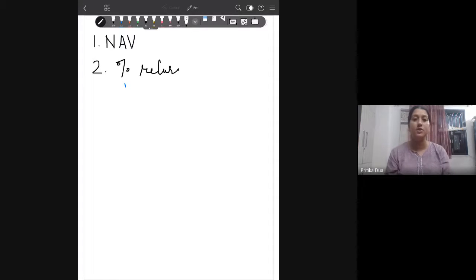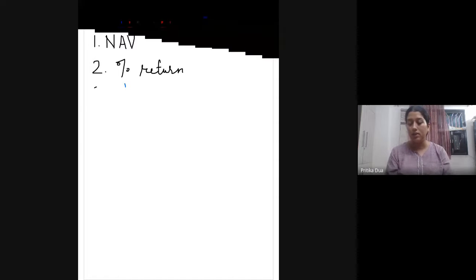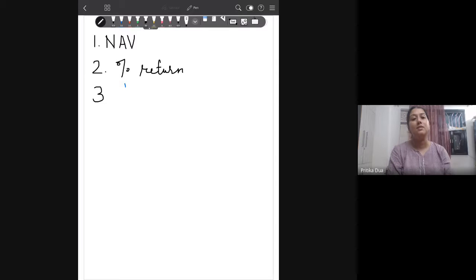So the percentage return. And the third analysis was from the cost side. So if the cost is reduced, then also the return to the mutual fund holder will increase. So we calculated the expense ratio, and lower the ratio, better it is for the investor.